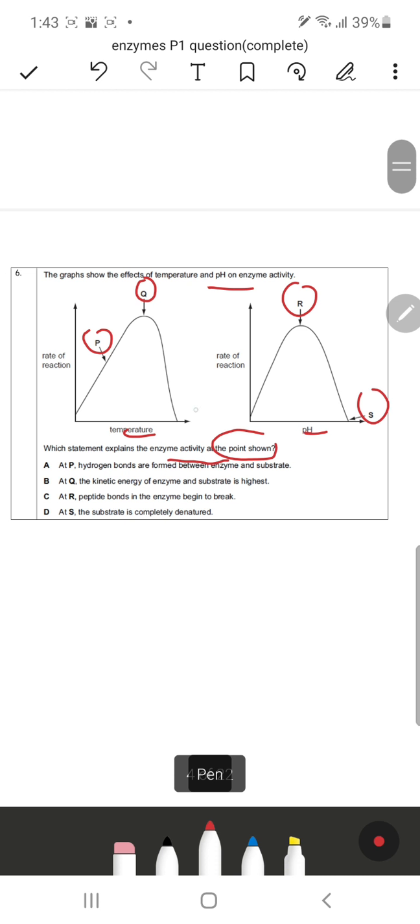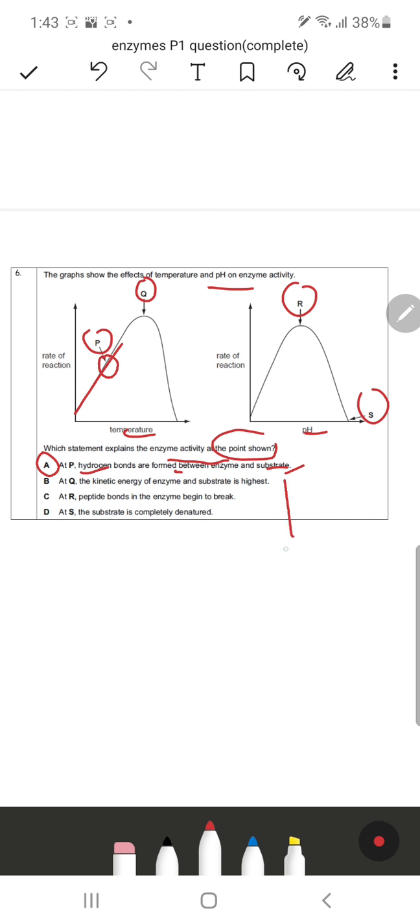So let's read the statements. It says at P, hydrogen bonds are being formed between enzyme and substrate. Okay, this is actually true because the rate of reaction is still continuing, so some amount of hydrogen bonds are obviously being formed between the enzyme and substrate at this point. Okay, so A is the correct response.